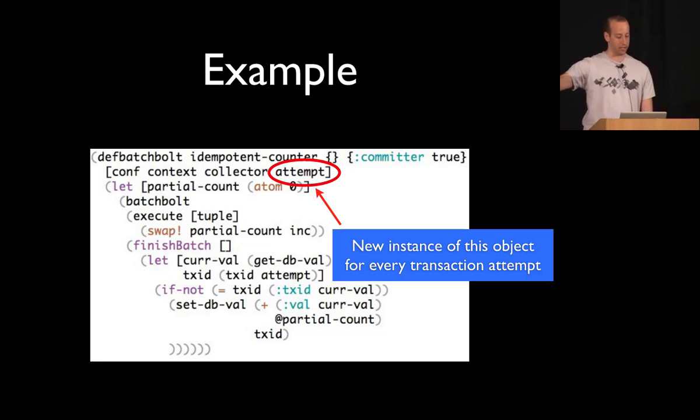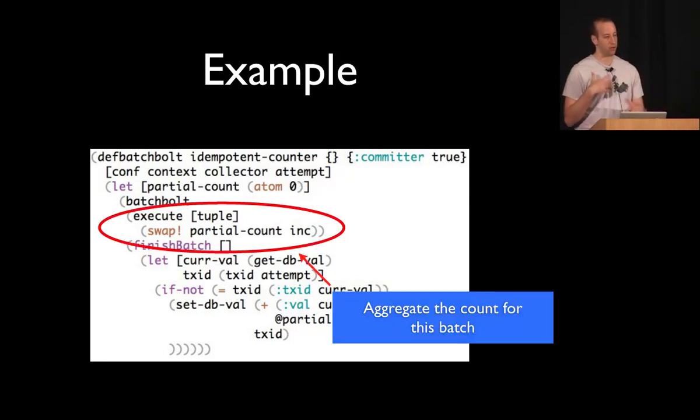So this is the batch bolt like I described before. It's parameterized with the ID for this batch, and that's the attempt variable you see there. And that contains the transaction ID, or an ID for this batch. So the way this bolt works is that in the execute method, we aggregate the partial count for this batch. And then in the finished batch method, we're going to update the database by adding our partial count into the count in the database.